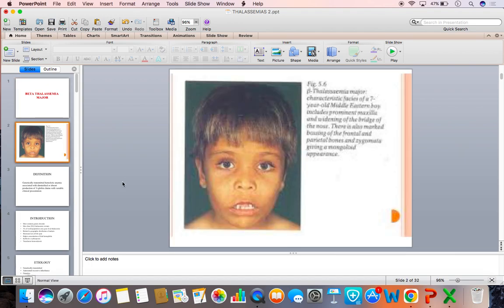Look at this child, a male child aged 7 years from Middle Eastern countries, showing marked bossing of the forehead and parietal bossing and prominence of the zygoma, giving a mongoloid appearance. This is the child suffering from beta thalassemia major.